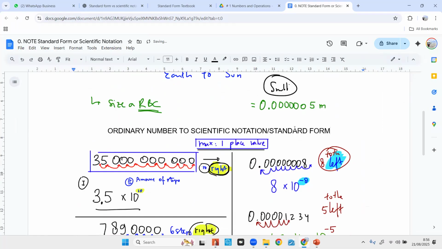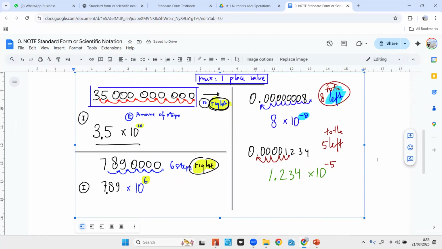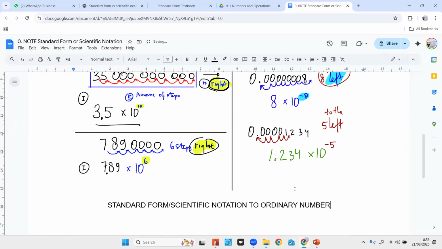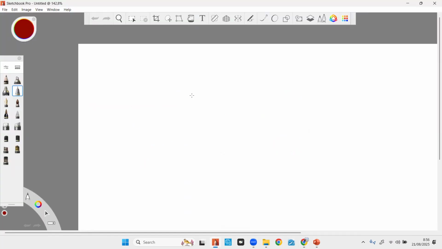Now we're going to go for the next part. We flip the working from standard form or scientific notation to ordinary number with the same idea. I give you an example. Now we try to convert the standard form to ordinary number. Let's say I have 3.28 times 10 to the power of 7. Okay. Now, how do you convert this into an ordinary number?